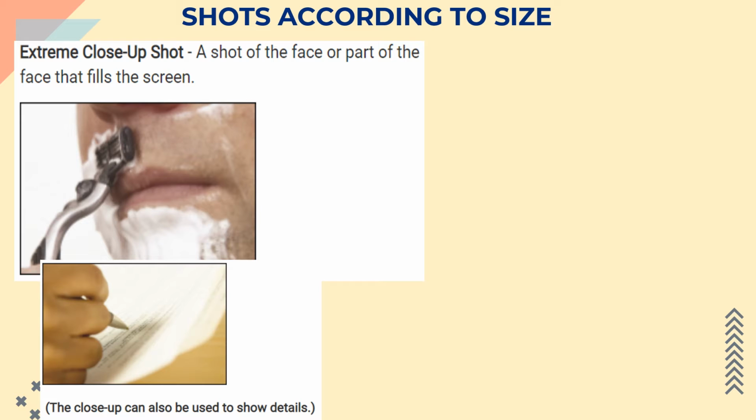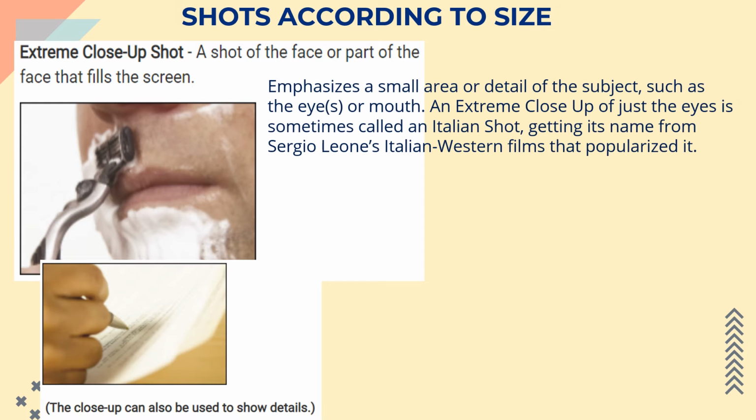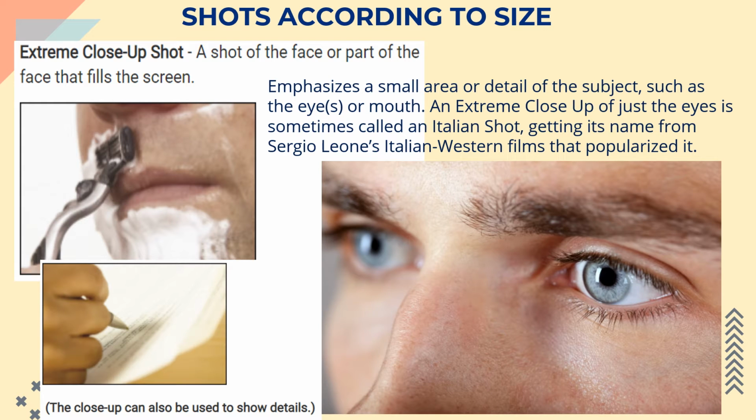Next, an extreme close-up shot. It is a shot of the face or part of the face that fills the screen. It emphasizes a small area or detail of the subject, such as the eyes or mouth. An extreme close-up of just the eyes is sometimes called an Italian shot, getting its name from Sergio Leone's Italian Western films that popularized it. So this is an example of an extreme close-up shot.